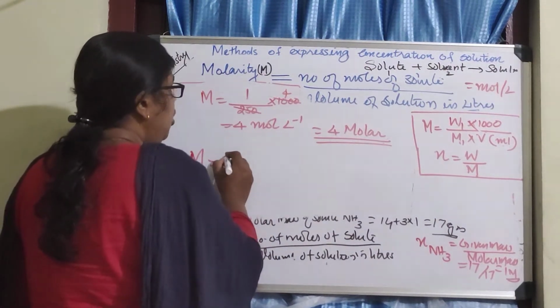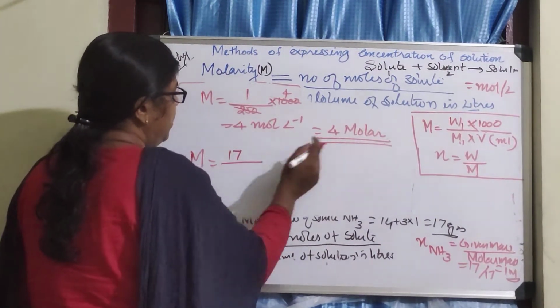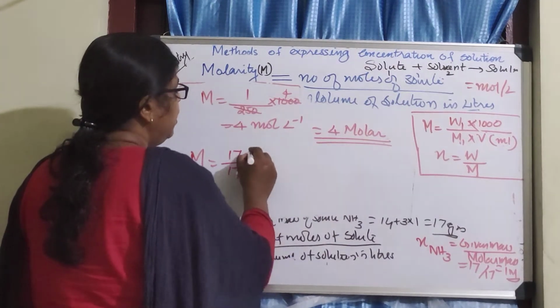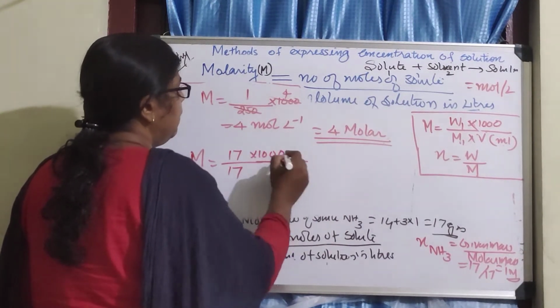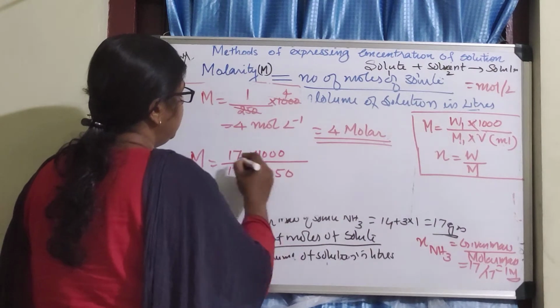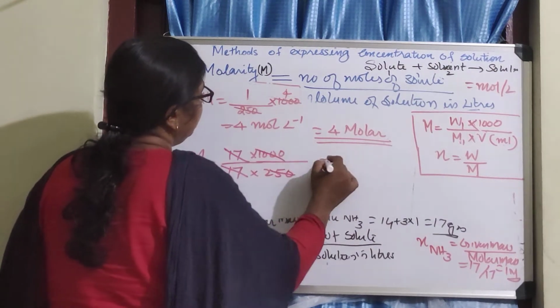Substitute it. W1 is given as 17. 17 by M1, 17 into 1000 by 250. See? Same answer.